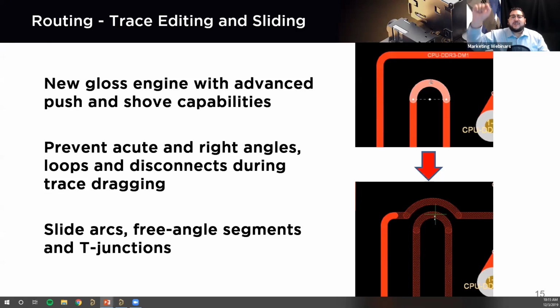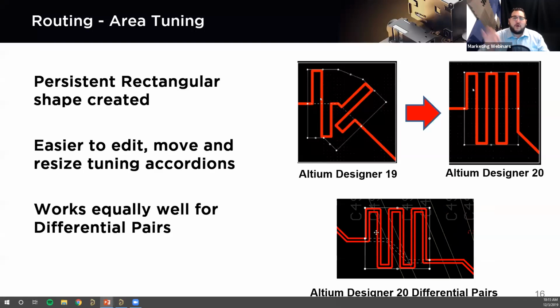If you have T-junctions, they will operate together so that they don't disconnect while you are moving them. Of course, while you're routing, you're going to have to tune. Previously, in our older versions, like in 19, when you were creating an area for tuning, you had to create this complex system with all these vertices. You see this picture in 19. With all of these vertices, it created this mess where you weren't maximizing your space for tuning.